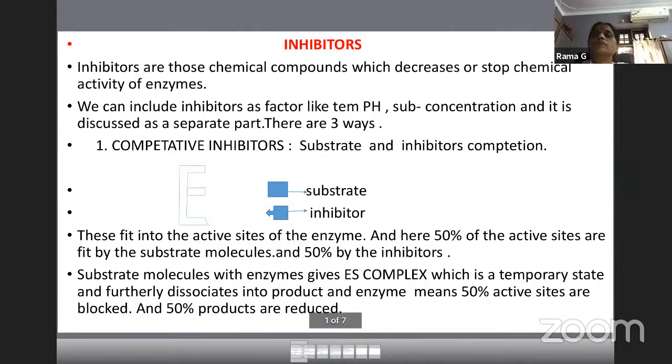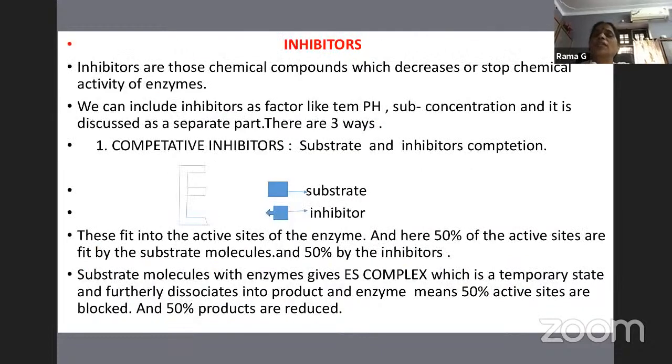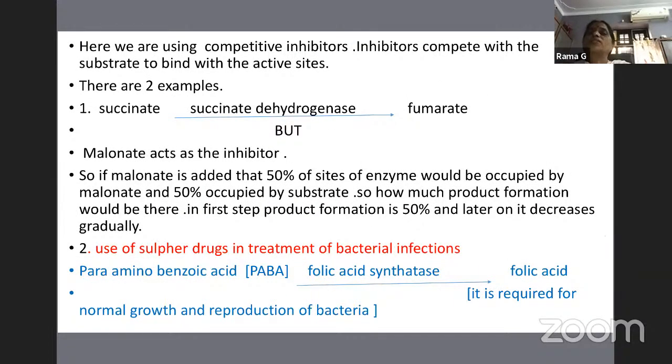Then here we are using competitive inhibitors. Yes, this is normal. Then by using competitive inhibitors, how will be the rate of a reaction? Inhibitors compete with the substrate to bind with the active sites. So here inhibitors compete with the substrate molecules to bind with the active sites. And here two examples are there.